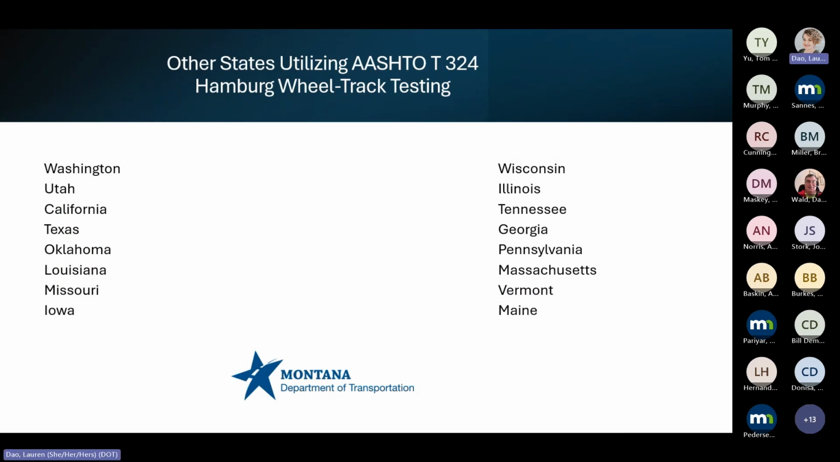These are the other states doing the Hamburg, just for some comparison. If you're one of those states and you don't know already, there are some round robins out there in the Hamburg through NCAT, and the state of Utah does some round robins. I've been working with AASHTO Resource to stand up a proficiency sample program for AASHTO T324. So we're working on that right now.